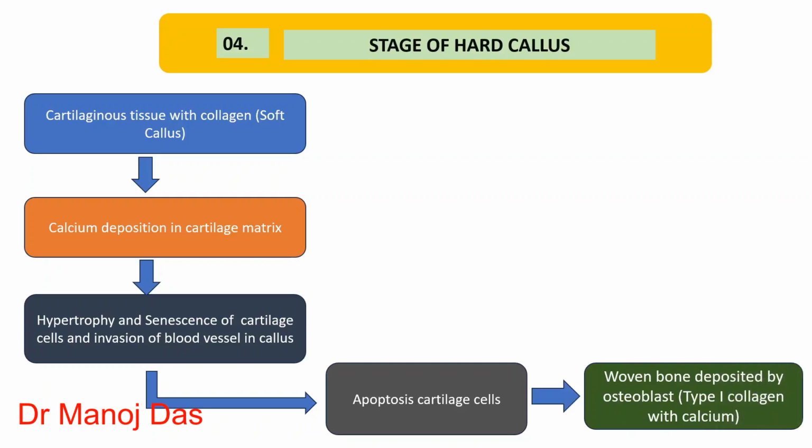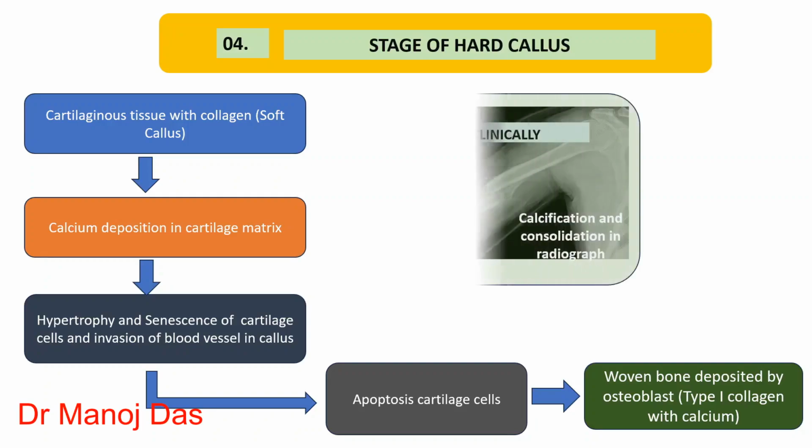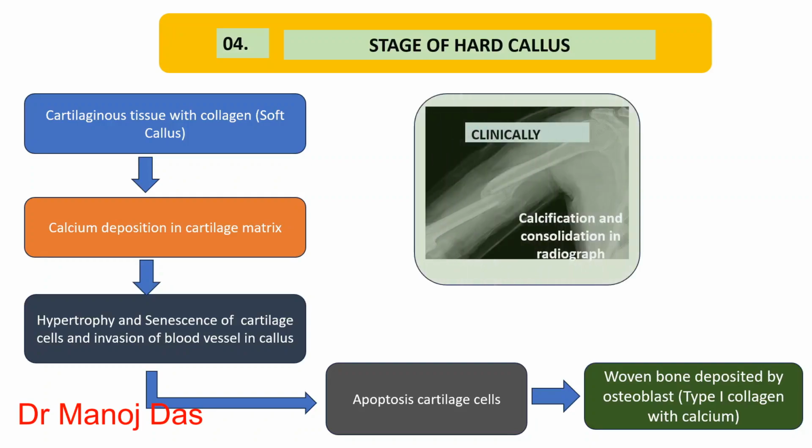Once there is the deposition of the cartilage, and once there is this deposition of calcium in the extracellular matrix, there will be the formation of woven bone, which is known as the hard callus. At this stage we will be able to see the calcification and consolidation, new bone formation in the X-ray. As in this picture you can see there is the new bone formation. At the stage of hard callus only we will be able to appreciate the healing process in the radiograph.